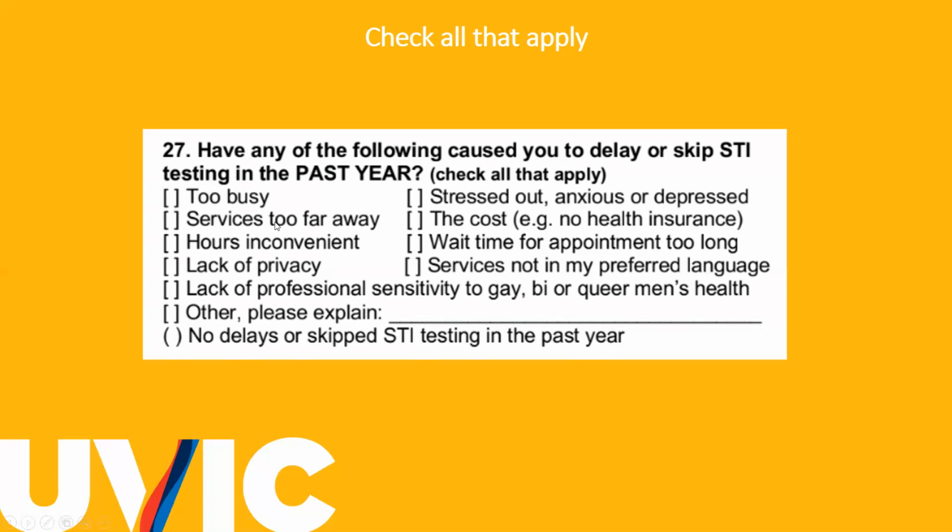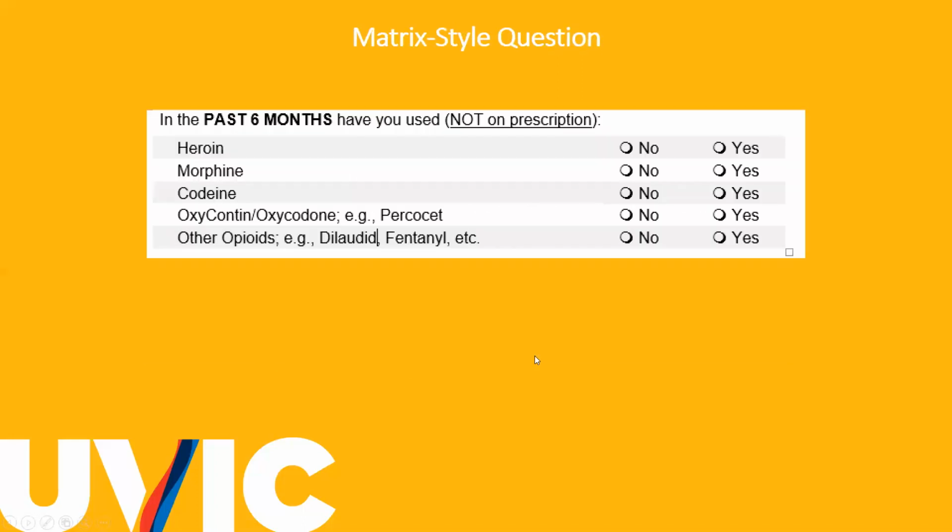And so generally, if you're doing a computerized survey, it's best to require responses and then have some sort of no delay or skipped STI testing in the past year option, so that you know whether or not they actually filled out the question, because otherwise that's going to determine how they get entered into your data set. If they didn't check any of these, then you would assume that none of them applied, when in fact maybe they just missed the page or the question or skimmed over it. And so it's important with check all that apply questions to have a non-response option for them to select.